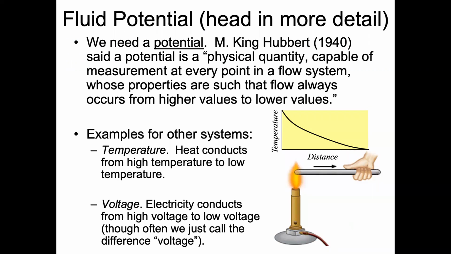So King Hubbard in 1940 said, "A potential is a physical quantity capable of measurement at every point in the flow system, whose properties are such that flow always occurs from higher values to lower values." So remember, in our last lecture, we talked about this idea that water flows from high head to low head. And so here we're again talking about the same idea.